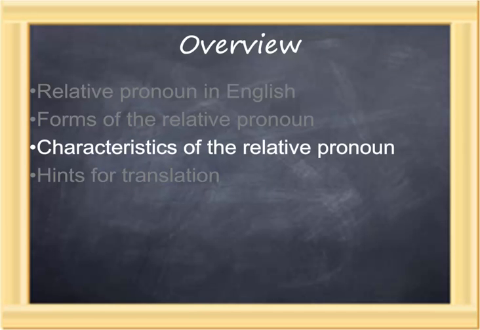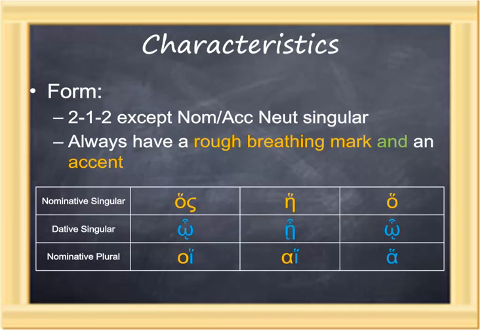Let's now talk about the characteristics of the relative pronoun in Greek. We've mentioned some of these before, but let's be systematic about it. In terms of form, the relative pronoun is a 2-1-2, except in the nominative and accusative neuter singular, where there is no case ending. And in terms of form, relative pronouns always have a rough breathing mark and an accent. You can see those in the shortened chart that I have provided for you here.